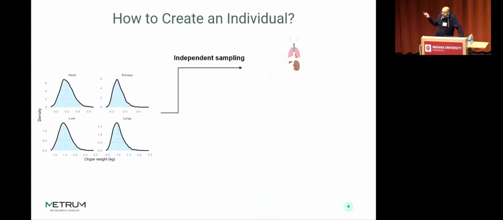So if you look at this individual here, you can sample an individual that is not realistic, like someone with a big kidney here, regular lungs, small liver, right? This is not a realistic individual, okay? So this independent sampling is not gonna do it, okay? So we don't want to do that.